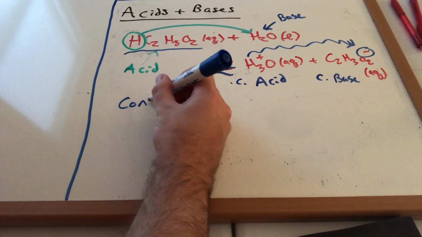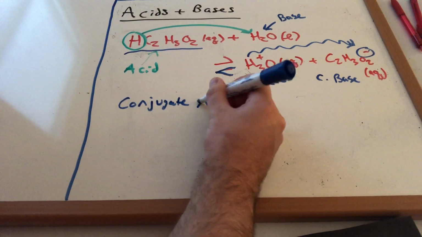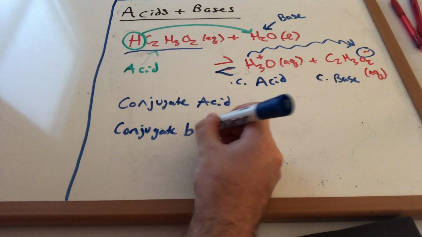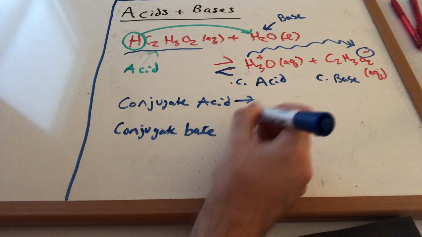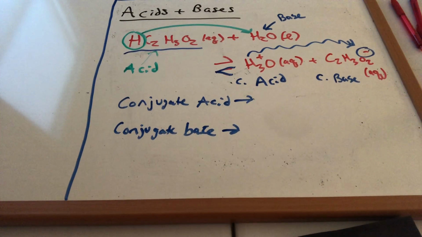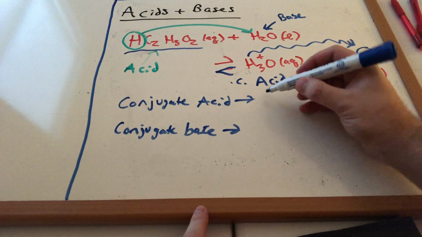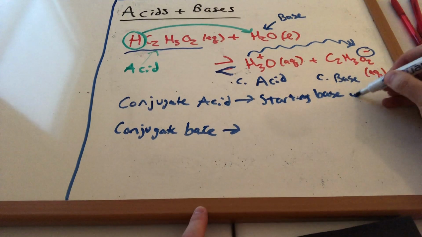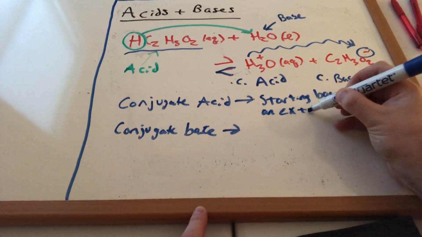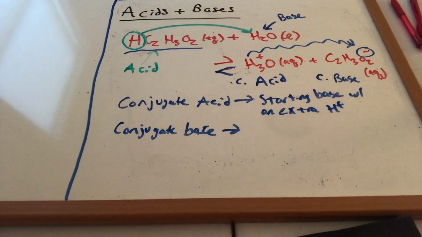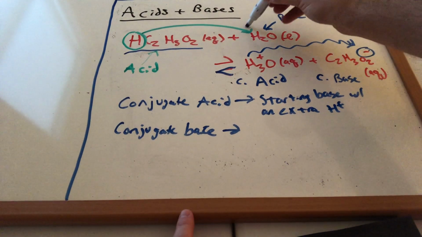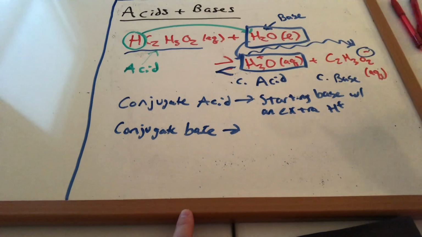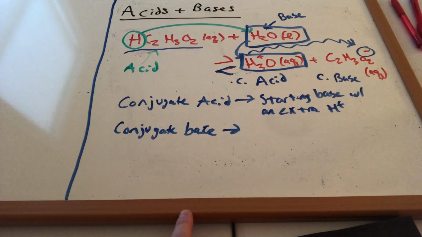So let's get those definitions down. And they're sort of definitions. They're just ways to identify conjugate acids and conjugate bases. All right. So how are you going to do this identification? It looks like a conjugate acid is a starting base with an extra H plus. All right, a starting base with an extra H plus. It looks like our starting water base with an extra H plus. For every base, there's a conjugate acid on the other side.